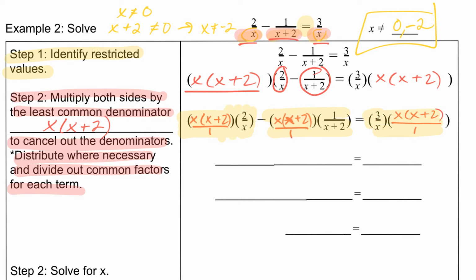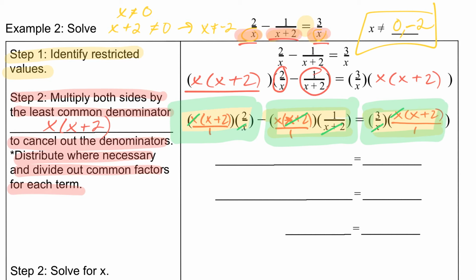So in each little term, is there something I see that's the same on the top and bottom? So over here, I see there's an x and an x that's going to cancel out. For this one, on the top and the bottom, I see x plus 2 and x plus 2. And then on the right side, what I see that's the same on the top and bottom is x and x. And so what you're going to notice here is that basically all the denominators have canceled out.